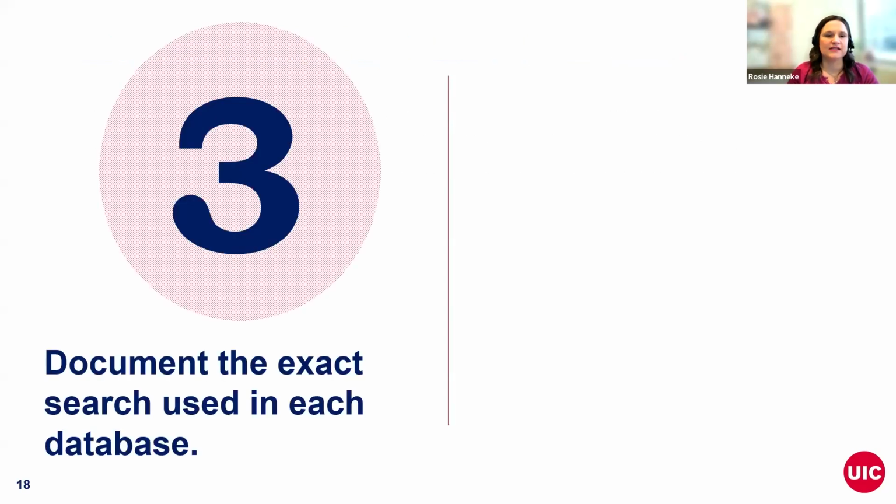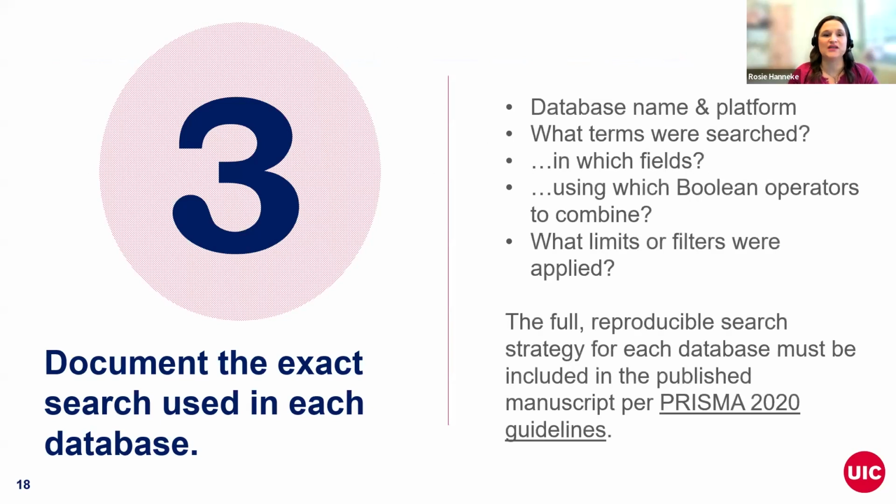The third principle is to make sure you document the exact search that you used in each database, including the database name and platform. We'll talk about what that means in just a minute. What terms did you use to search, and what fields, meaning title, abstract, controlled vocabulary, etc., did you search those terms in? What Boolean operators did you use to combine them? And what limits or filters did you apply?